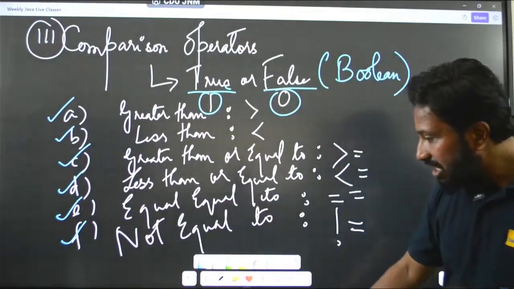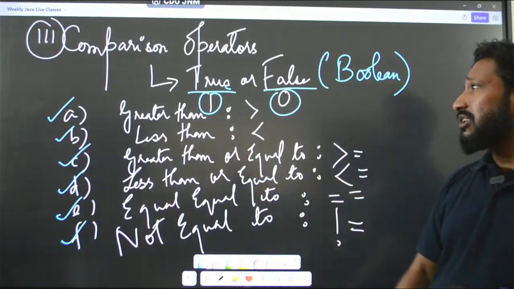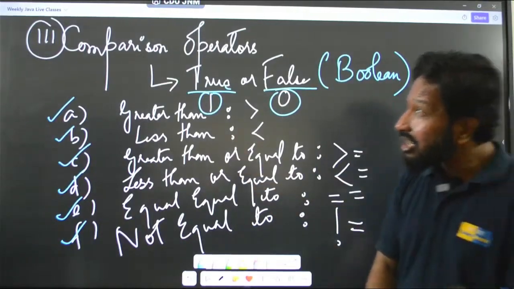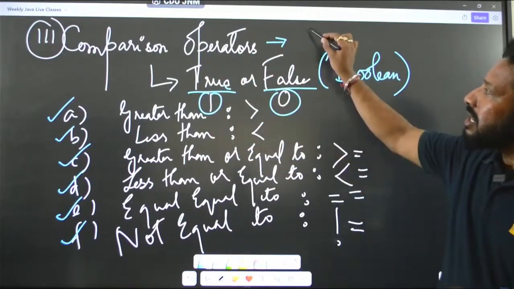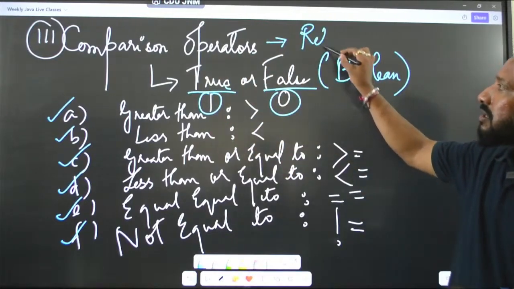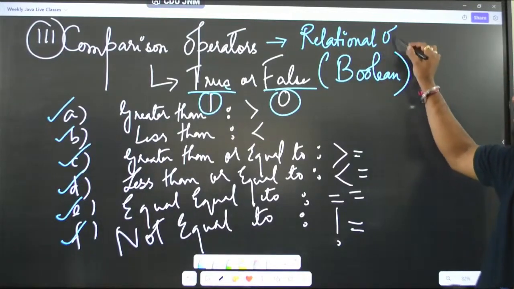Now let's do one thing. Let me give some examples on them, and before that, one more thing. Comparison operators are also known as relational operators. Okay.